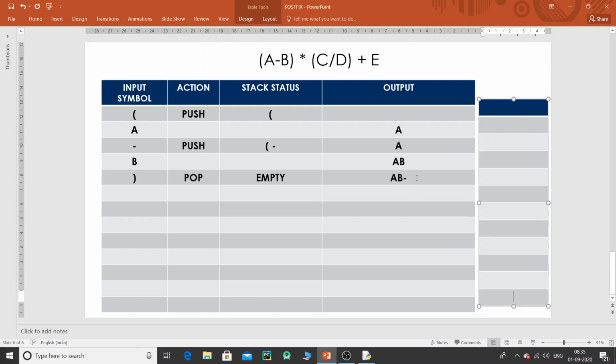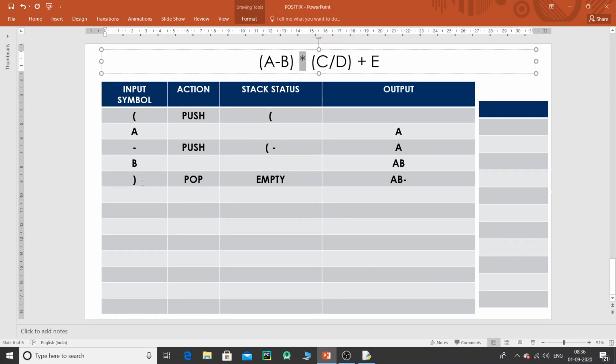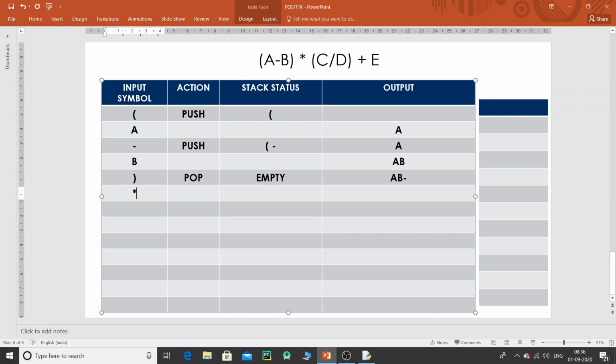Now comes the next symbol after the closing bracket, the multiplication operator, the asterisk sign, the star character. Since this is an operator, I'm going to push that element into the stack. So I'm going to have a star over here. And the output string stays as it is, a b minus.